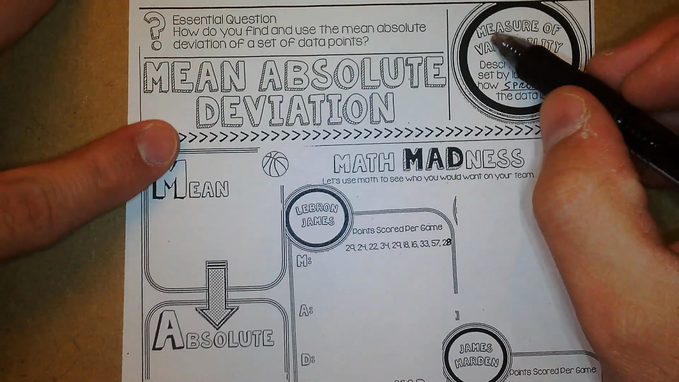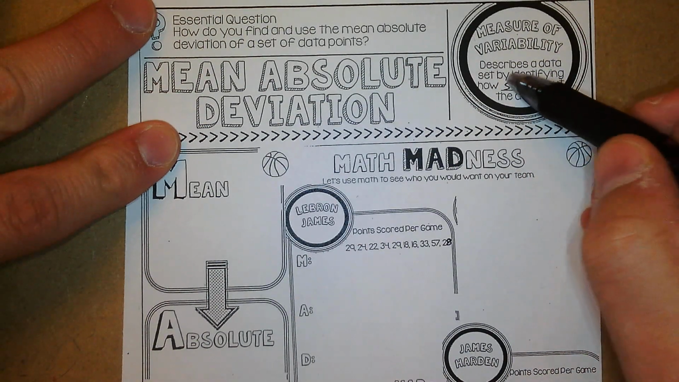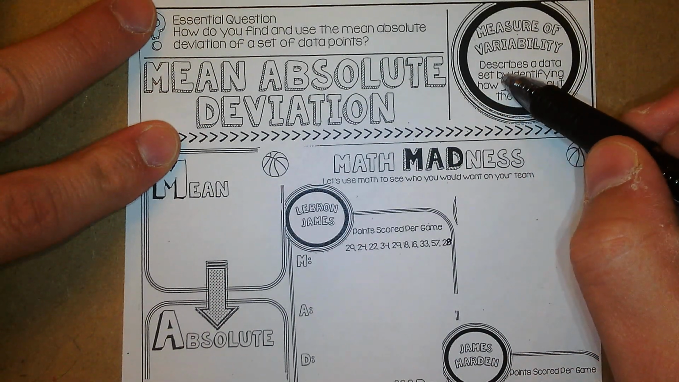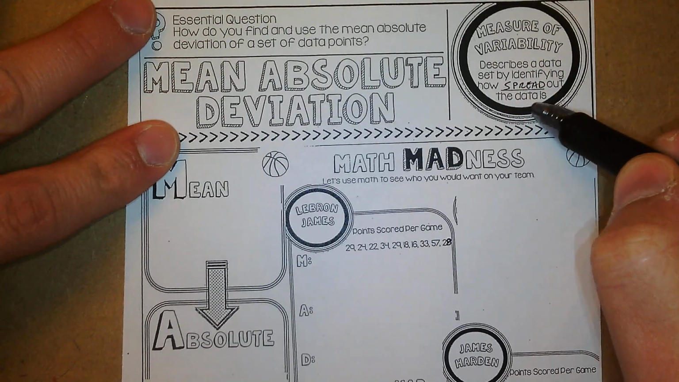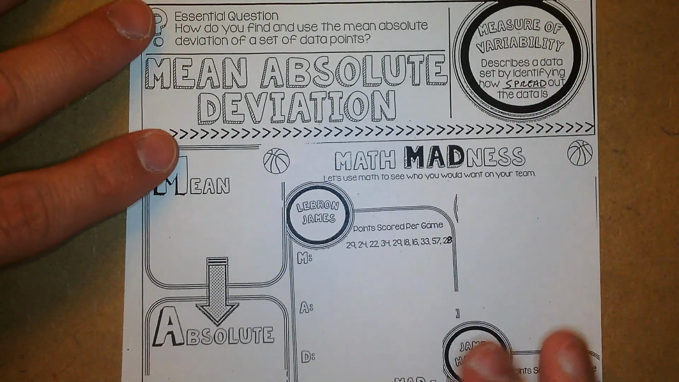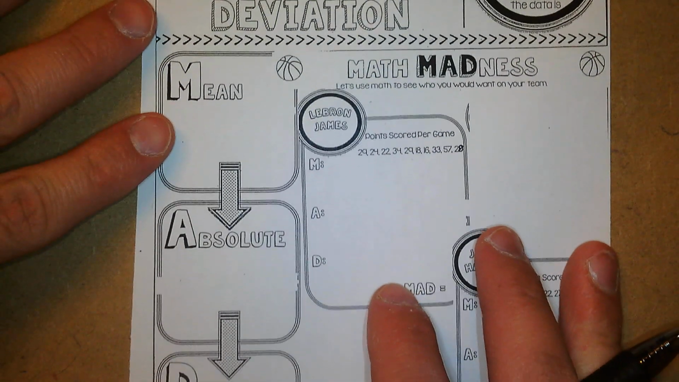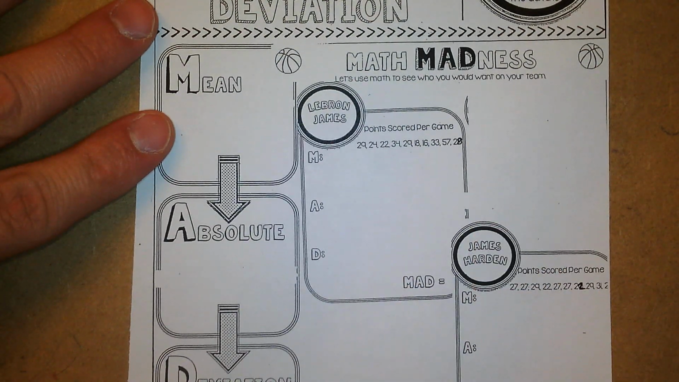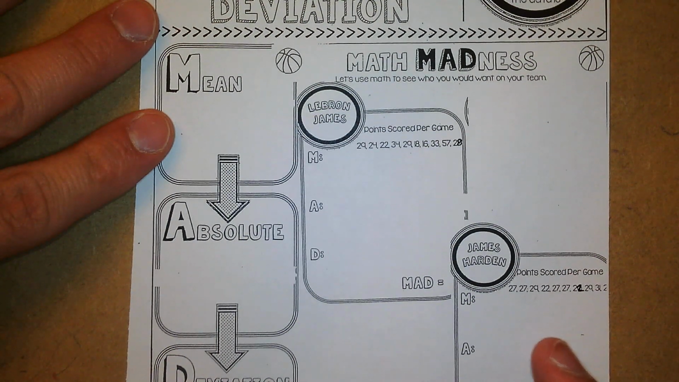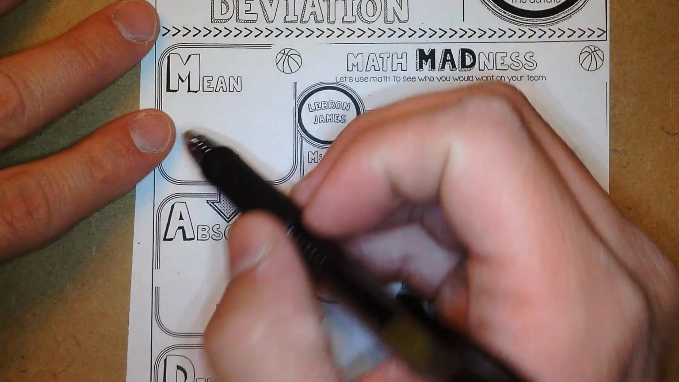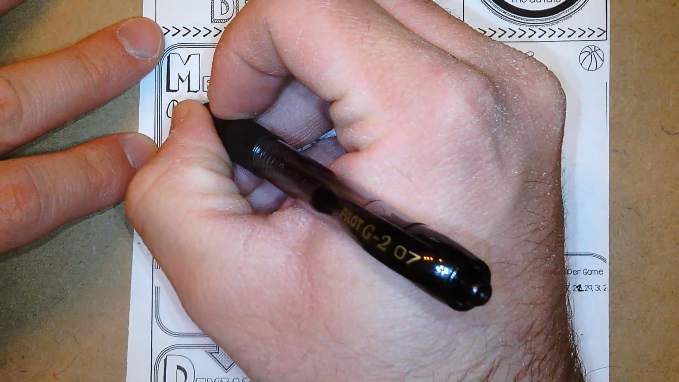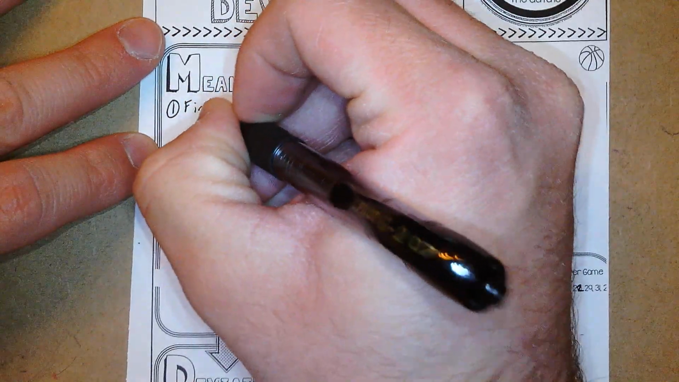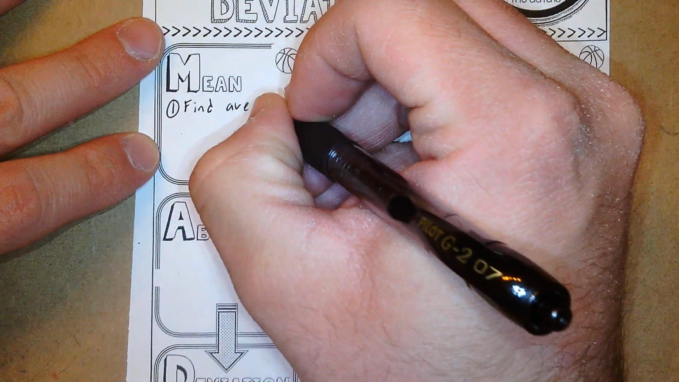You have something called the measure of variability. A data set can be described by identifying how spread out the data is. This is a good way to figure out certain information that might be helpful to us. In this case, we're going to use basketball as an example. The first step is to find the mean, which means you find the average.